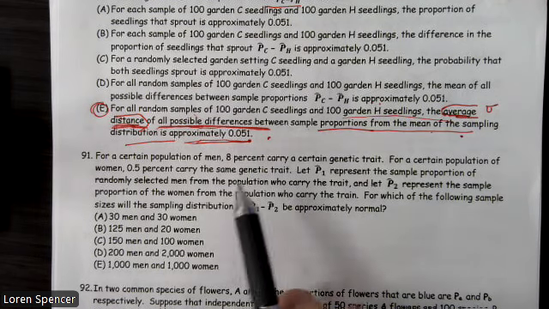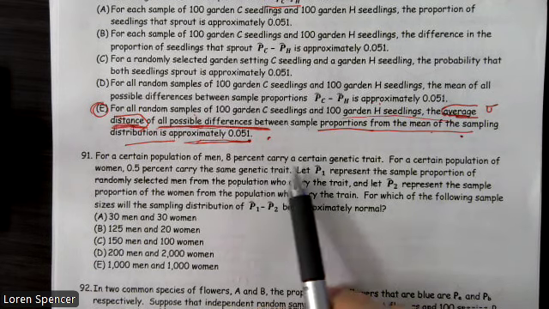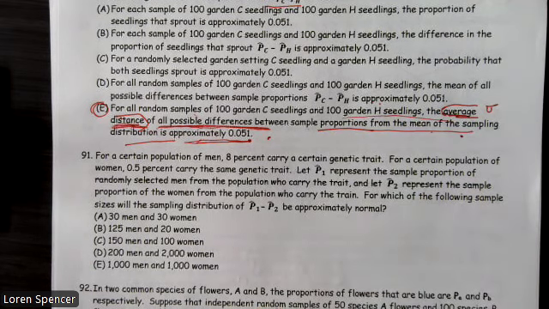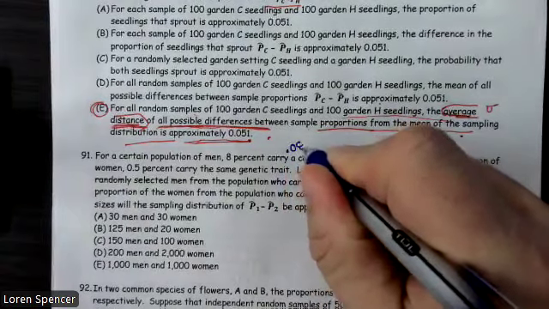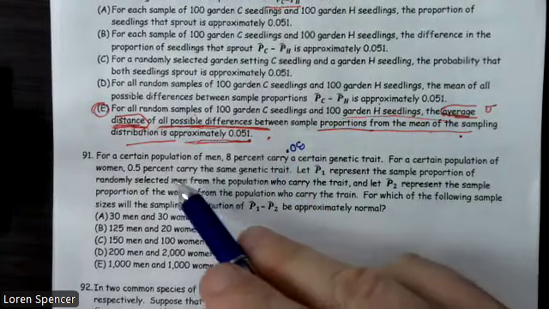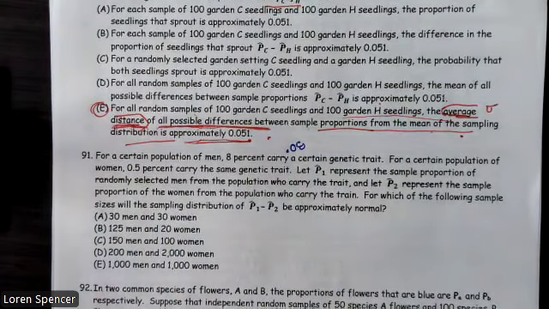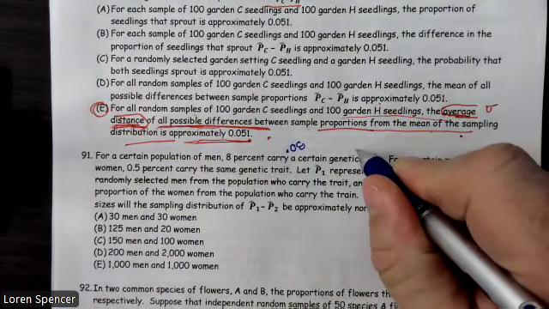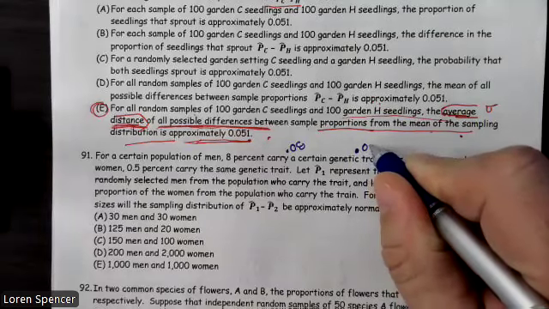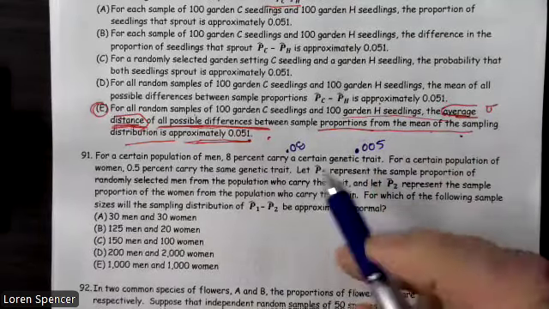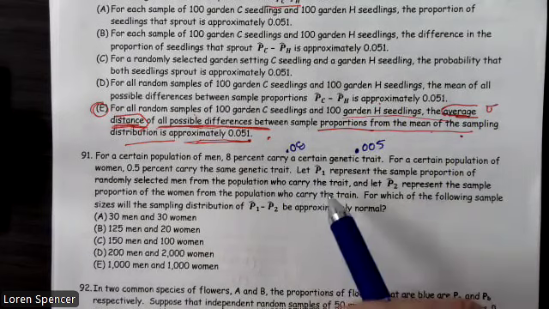So, for a certain population of men, 8% carry a genetic trait. So let's call that 0.08. For a certain population of women, 0.5%. Be careful. That is 0.5 divided by 100, which is 0.005, because all percents are divided by 100.